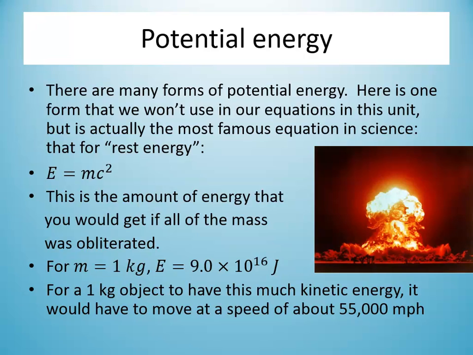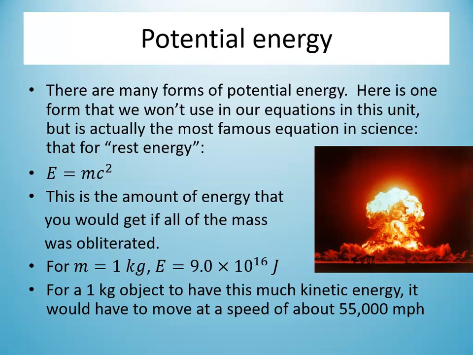So if something had a mass of 1 kilogram, then the amount of energy that you could get by completely obliterating that object would be given by plugging in 1 kilogram for the mass, and c is the speed of light, about 3 times 10 to the 8 meters per second. Square that, you get 9 times 10 to the 16. So a 1 kilogram object completely obliterated would give you 9 times 10 to the 16 joules of energy, which would be about a 20 megaton hydrogen bomb explosion.